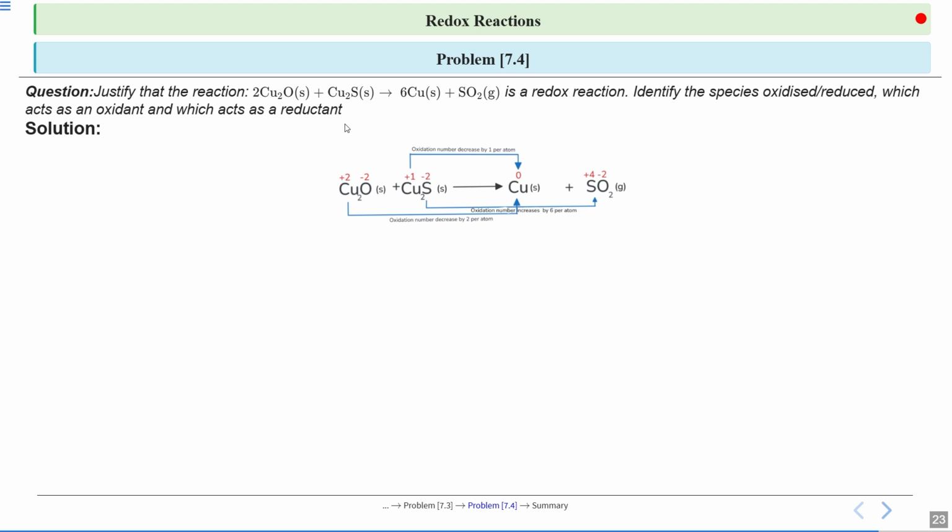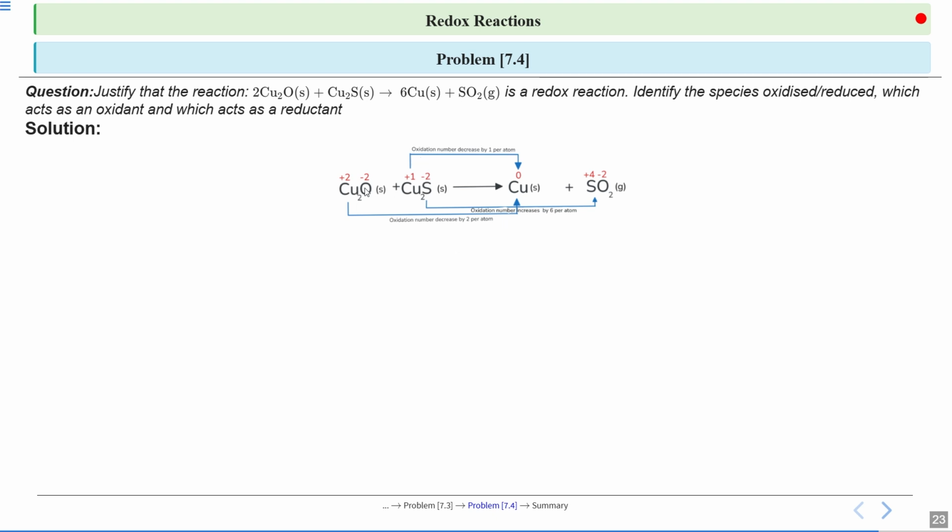Now let's consider the atoms one by one. First consider the copper. The copper is existing in plus 2 in Cu2O, and it is existing in 0 oxidation number in the product. In the other reactant, the copper is existing in plus 1 and again it goes to 0. Here if you look at the copper, you will find that the oxidation number decreases. If the oxidation number is decreasing, that means reduction has taken place.